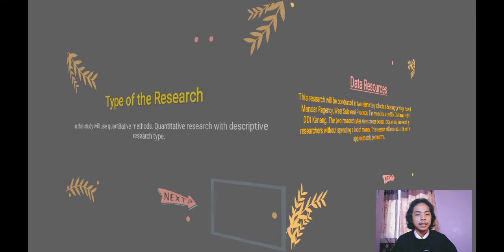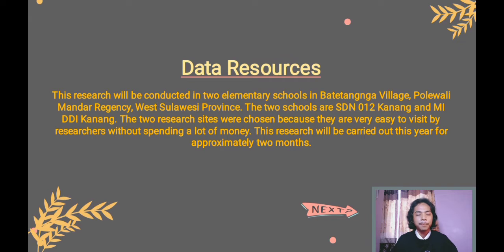Well, the next is data resources. This research will be conducted in two elementary schools in Batetangas village, Pulau Wali Mandar regency, West Sulawesi Province. The two schools are SDN 012 Kanang and MEDDI Kanang. The two research sites were chosen because they are very easy for researchers to visit without spending a lot of money. This research will be carried out this year for approximately 2 months.